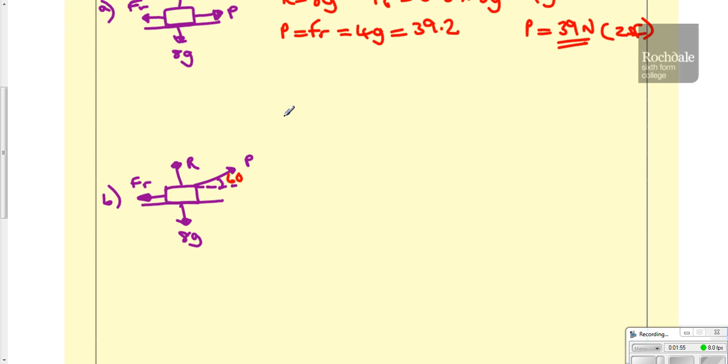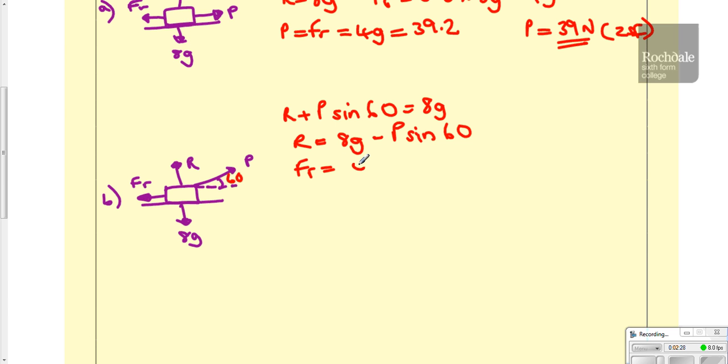So if I resolve vertically to start off with, R and P sine 60 act upwards, and 8g acts downwards. Now, because we want to know friction, if I rearrange this to get an expression for R, it's 8g minus P sine 60. And we know that in this particular question, mu is a half. And so the maximum value of friction, the limiting value, is 0.5 multiplied by this expression here for the normal reaction. So that's our frictional force.